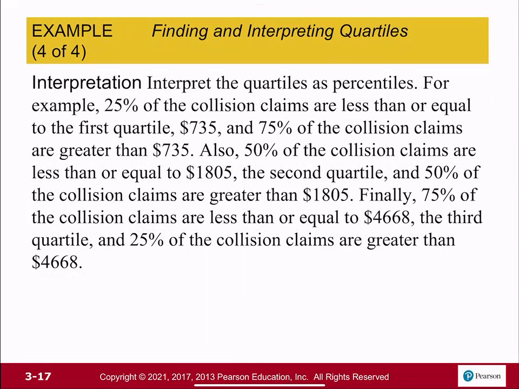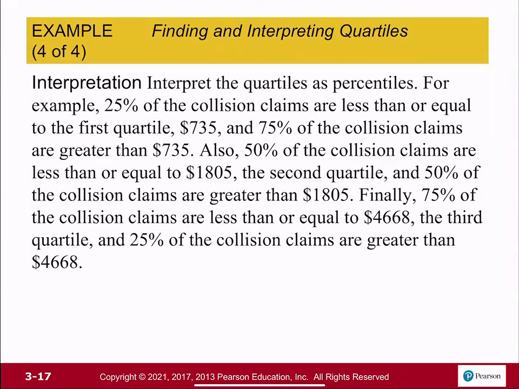So for example, 25% of the collision claims are less than or equal to the first quartile, so $735. 75% of the claims are greater than $735. And then we could interpret the median. So half, or 50% of the collision claims are less than or equal to $1,805, or 50% of the claims are greater than $1,805. And that was the second quartile.